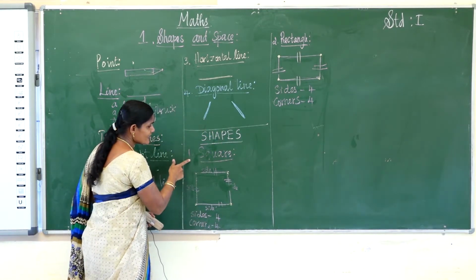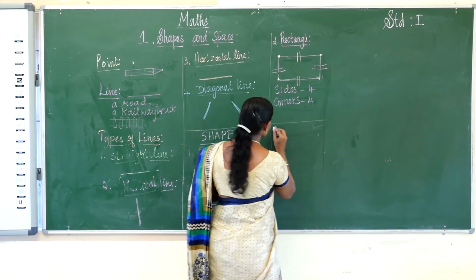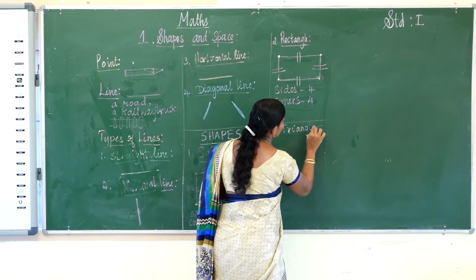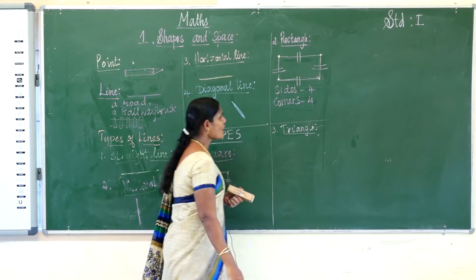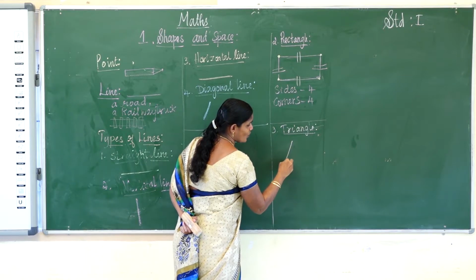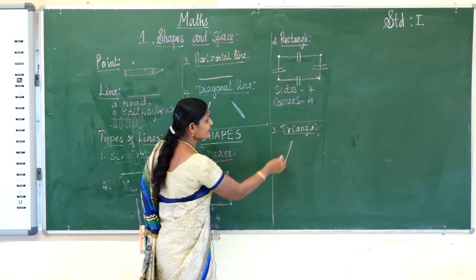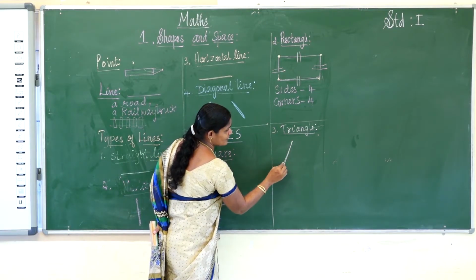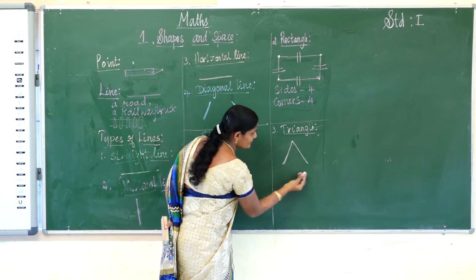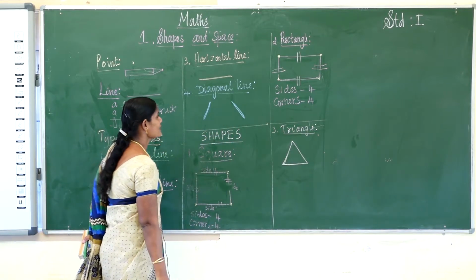Okay, first we see square, then rectangle, then third one, triangle. So how did you draw the triangle? Here, what is this? This is the diagonal line. Okay, this is the diagonal line, it lies across our body. Then draw another diagonal line, then draw the flat line.